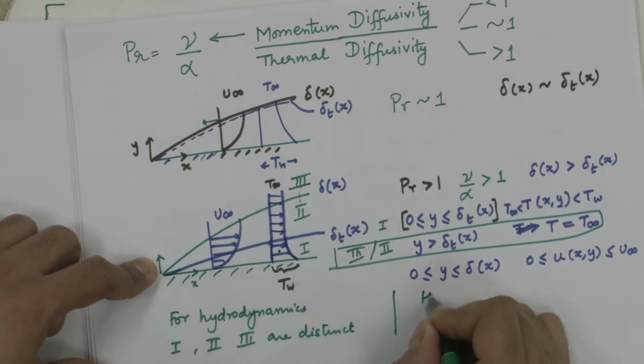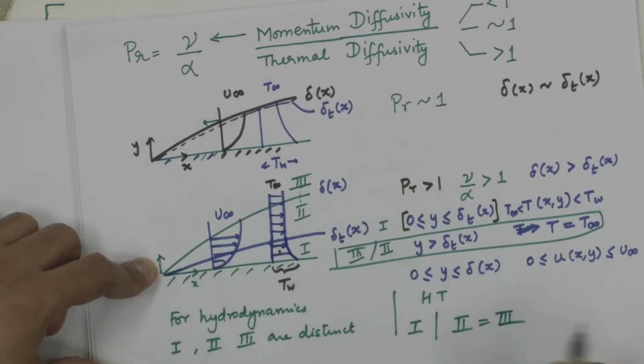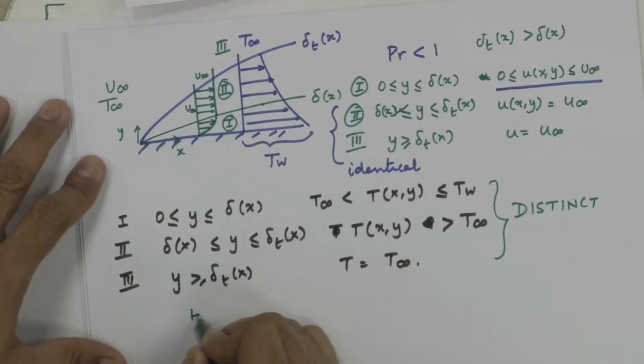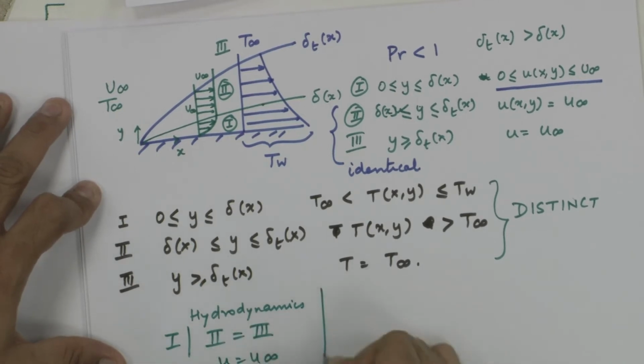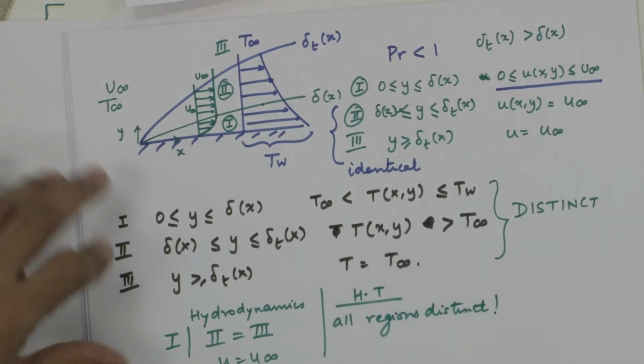For heat transfer, 1 is distinct, 2 equal to 3, because T equal to T infinity here. For hydrodynamics, 1 is distinct, 2 equal to 3, because U equal to U infinity right here. In heat transfer, all regions are distinct. Well, I have written all this.